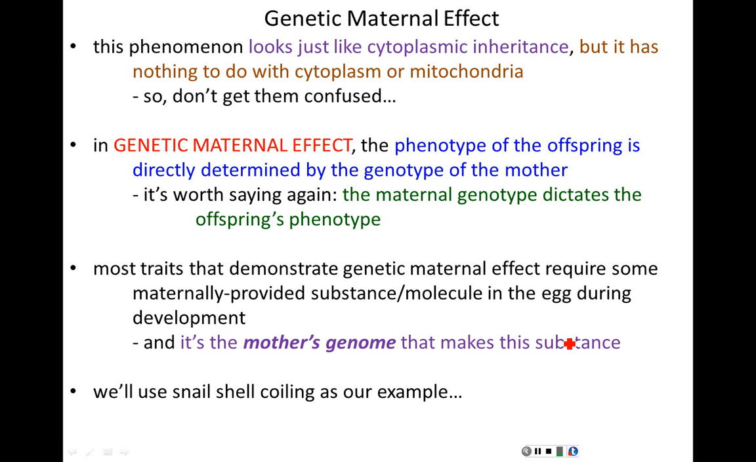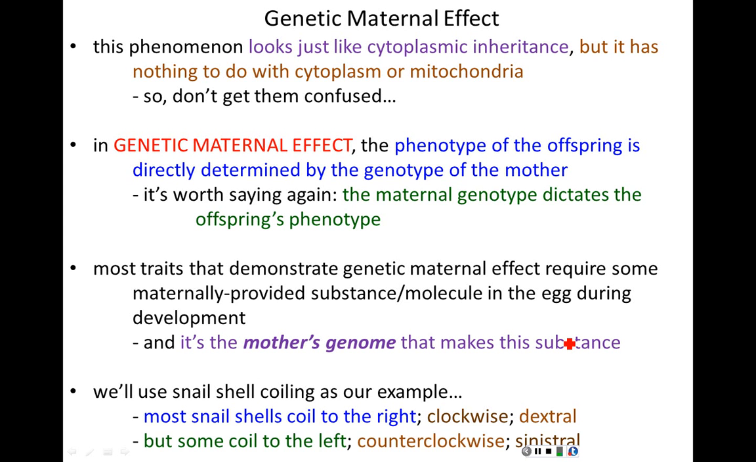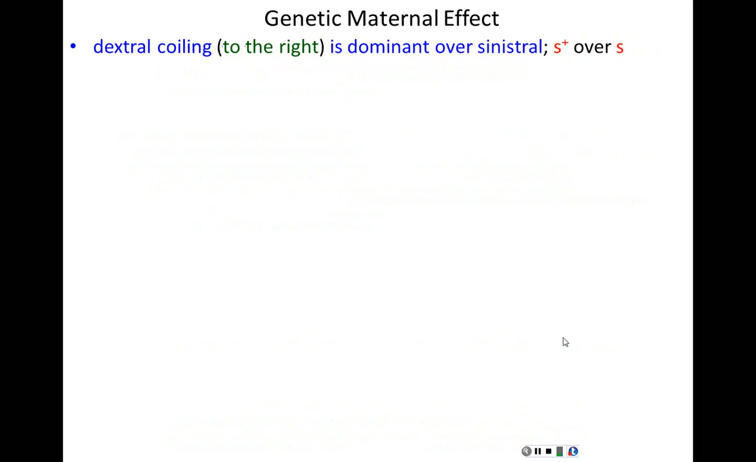Let's go to an example to see if it kind of drives the point home. We're going to use snail shell coiling as our example. Most snail shells coil to the right. This is a clockwise coiling. It's also referred to as dextral. But sometimes you find a snail shell that coils to the left, counterclockwise, or sinistral, because left is sinister and lefties must be evil. And I hate that stuff.